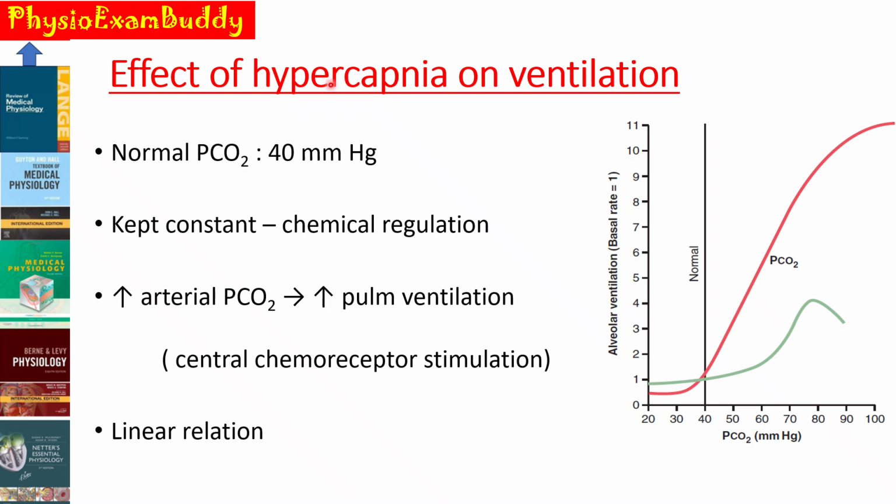Next is about the effect of hypercapnia on ventilation. You all know that the normal partial pressure of carbon dioxide in the human body is 40 millimeters of mercury, and it is kept constant by our chemical regulation of respiration. Any increase in this arterial PCO2 causes an increase in the pulmonary ventilation by stimulation of which receptors? It is by the central chemoreceptors, and to a lesser extent through the peripheral chemoreceptors. And there also exists a linear relation between the increase in the partial pressure of carbon dioxide and the increase in the ventilation.